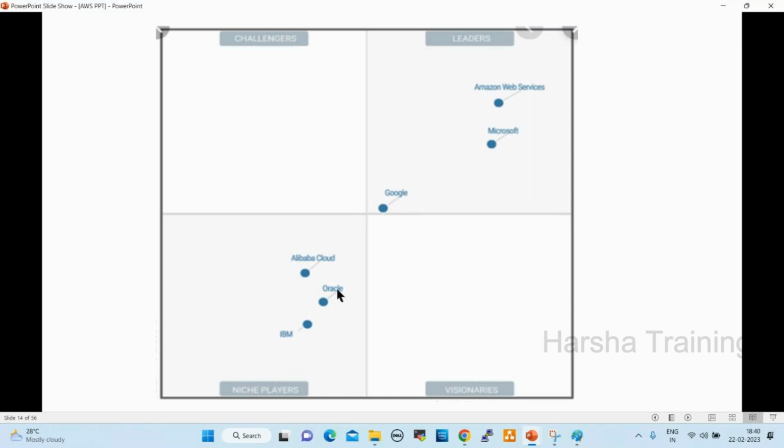So maybe going forward, after 1 year, after 2 years, Google Cloud will come to second place. Next, Alibaba Cloud, Oracle Cloud, IBM Cloud, different clouds are there. Those are small players, right? So these are the three clouds in the topmost position: AWS, Microsoft Azure and Google Cloud. Most of the companies are using AWS, or AWS and Microsoft Azure, or AWS and Google Cloud, like that.